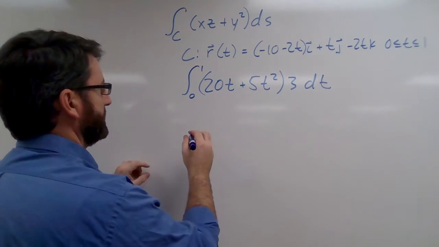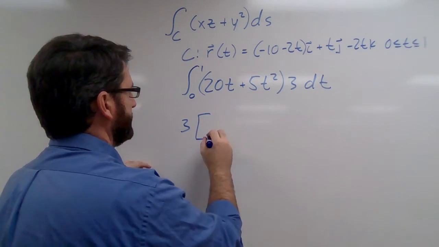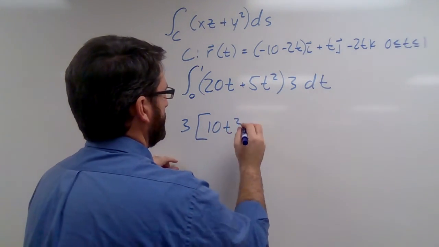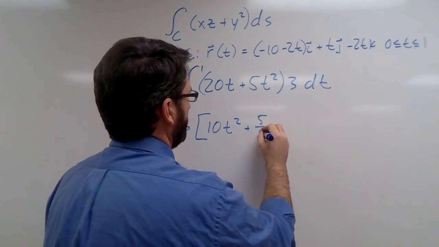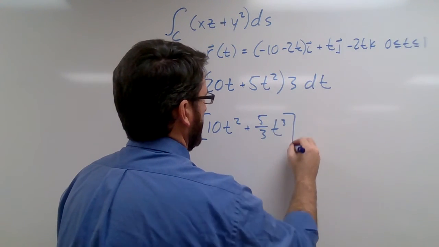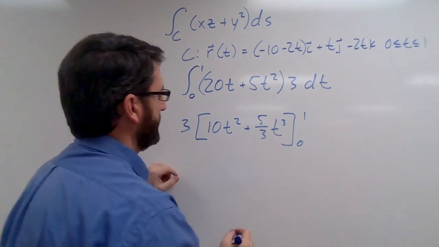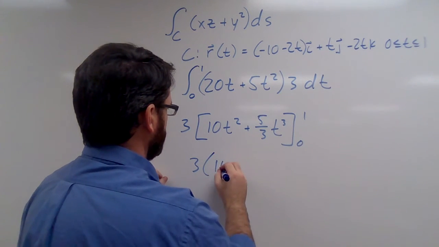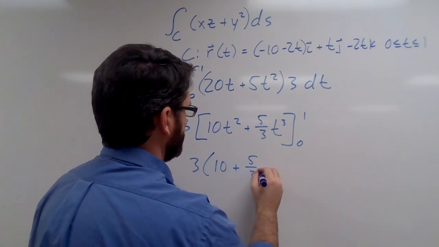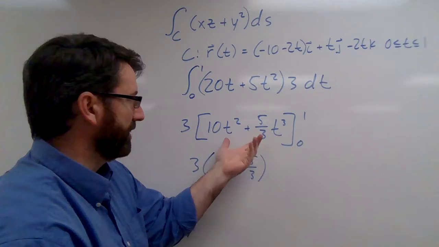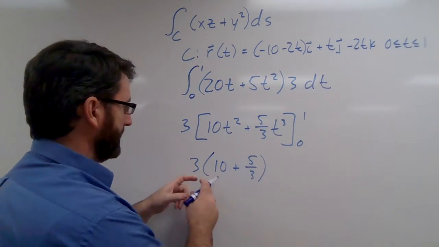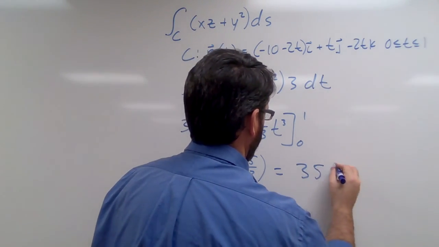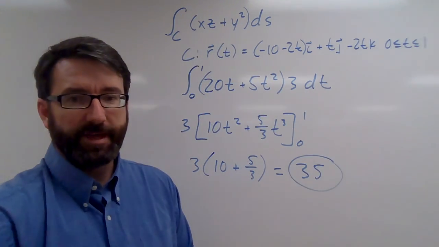So let's go ahead and put this 3 out front, and we'll evaluate this. This is going to be 10t squared plus 5/3 t cubed, and we're going to evaluate that from 0 to 1. So if we plug in 1 here, we're going to get 3 times 10 plus 5/3. And obviously if we plug in 0, we'll get 0. So this is going to be 30 plus 5, so 35 is going to be our answer for that line integral.